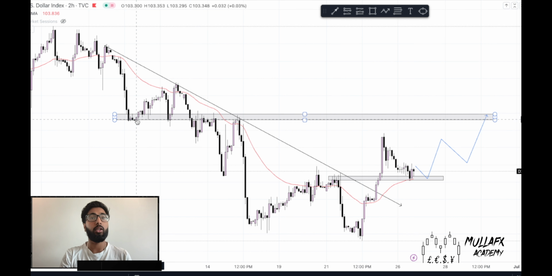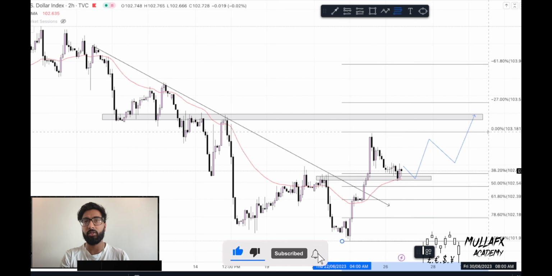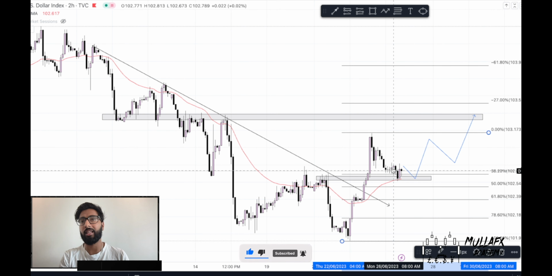Price showed great impulse to the downside. It broke levels here, then broke levels again over here. So price could be heading towards there. Again, let's have a look at a retracement. If we do a Fibonacci retracement, just looking at where price is heading at the moment, price is at its 38.2% extension.